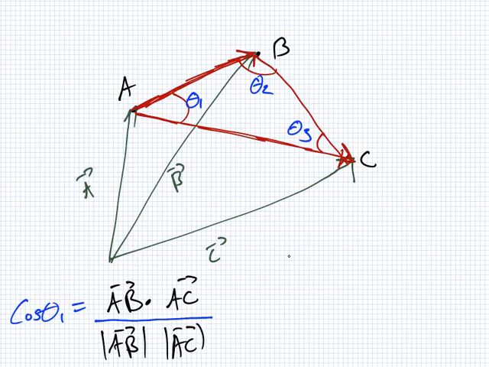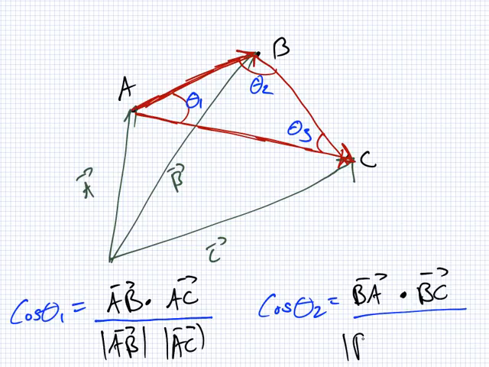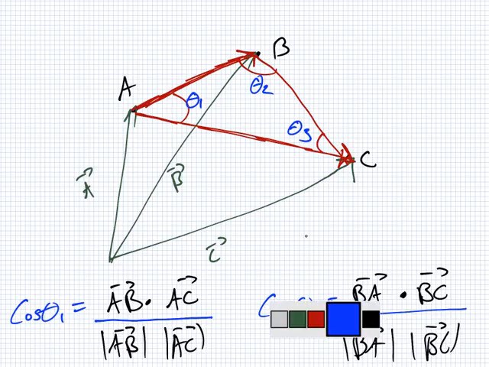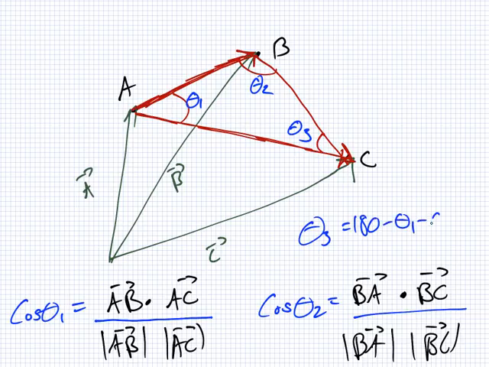Right? So what about theta 2? BA dot BC. Yeah, BA dot BC over magnitude BA, magnitude BC. And then finally theta 3. Well, you could just say that's 180 minus theta 1 minus theta 2, because it's a triangle. Okay. Be careful with that in the exam. This sometimes catches students out in the exam because they think, oh, this one is between A and B.